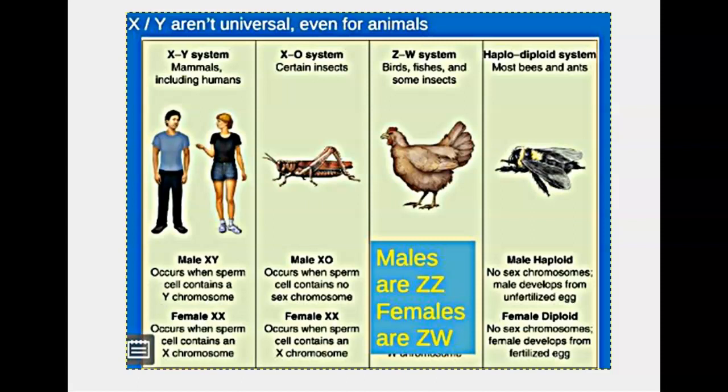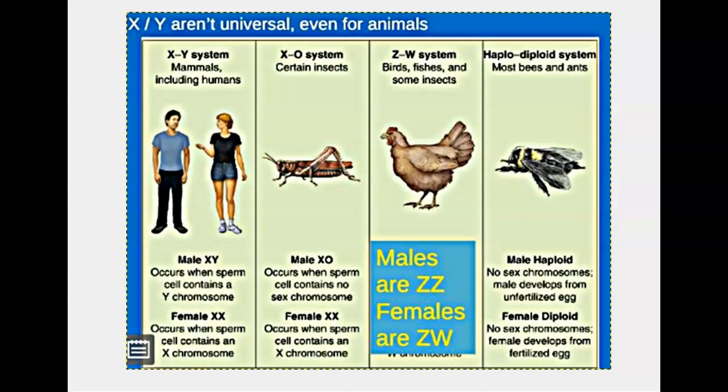Then we have something that's totally different. Haploid diploid systems, bees and ants, they go back and forth. The males are the haploids. You may have learned all about this in grade school. No sex chromosomes, male develops from an unfertilized egg. I saw videos about this. The female is the diploid. So males are all haploid, and they just develop from unfertilized eggs. So since there's no X and Y and no two sex chromosomes, they are haploid. Females are diploid.